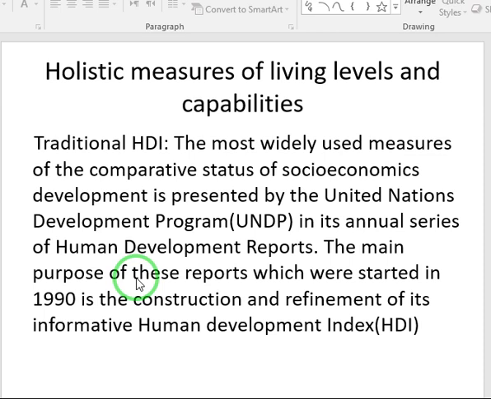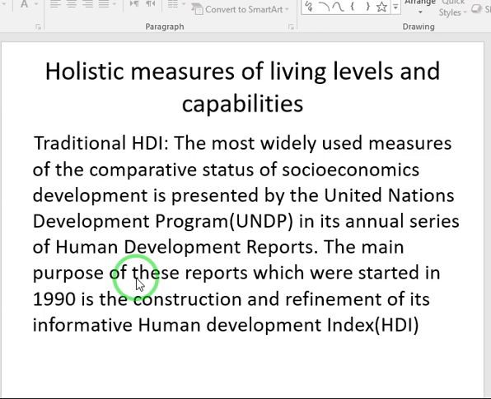So it would be very time consuming, and an energy consuming activity if you want to collect data on income, on health and education of a particular country, and you decide whether it is a developed country or a less developed country. So in order to save the time and energy, we need one particular technique which could combine these three basic indicators or parameters. And today, luckily, we have that particular tool or indicator, and that is the traditional HDI.